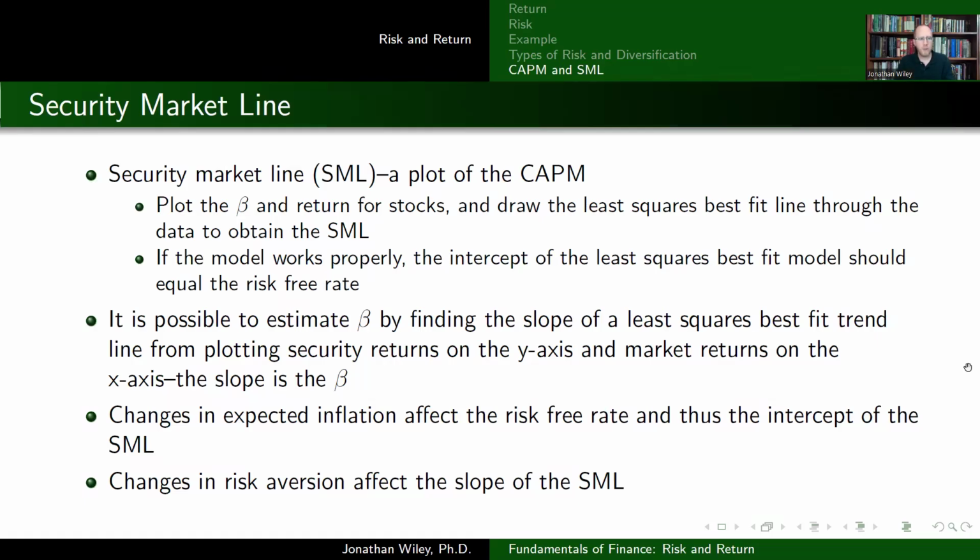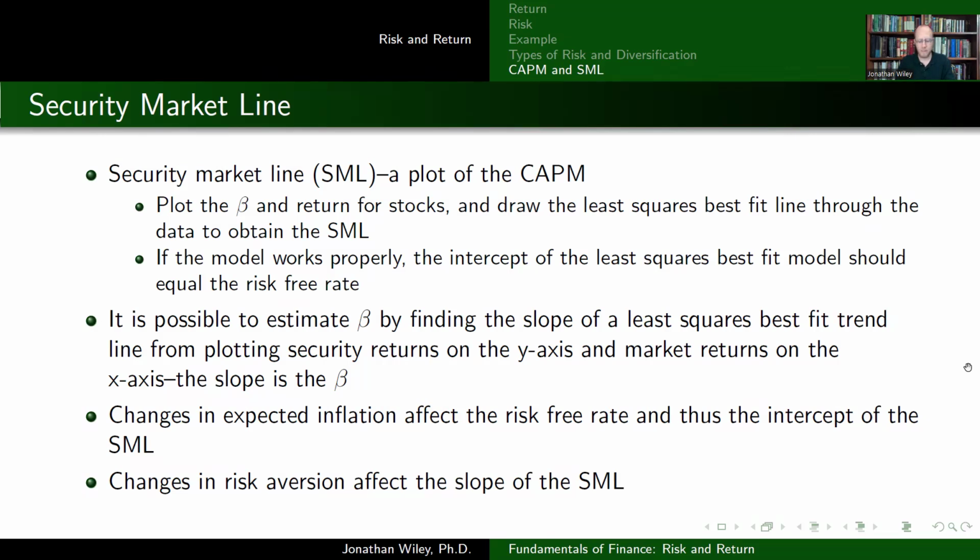All right, so in this video, I'm going to talk about the security market line. The security market line is basically just a plot of the CAPM, the capital asset pricing model. You can go back to the video I posted about the capital asset pricing model. Basically, I'm taking that formula, that equation, and I'm plotting it.